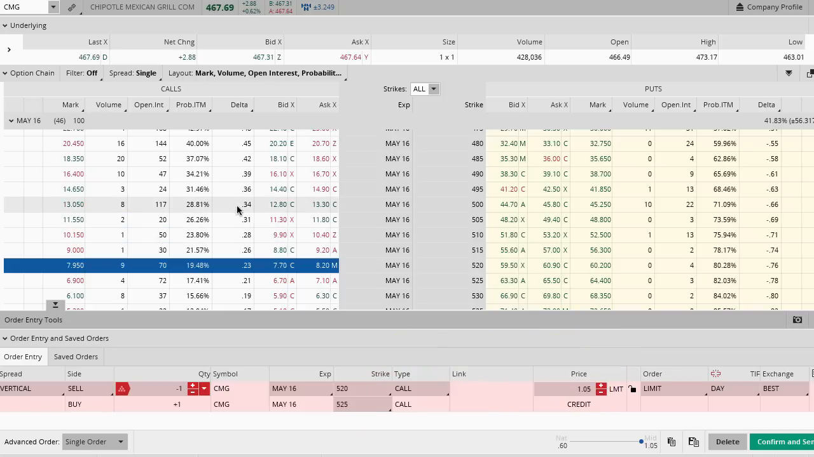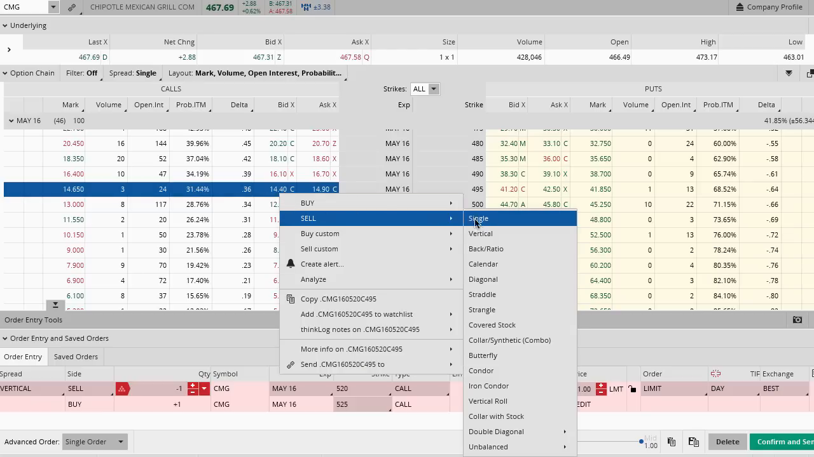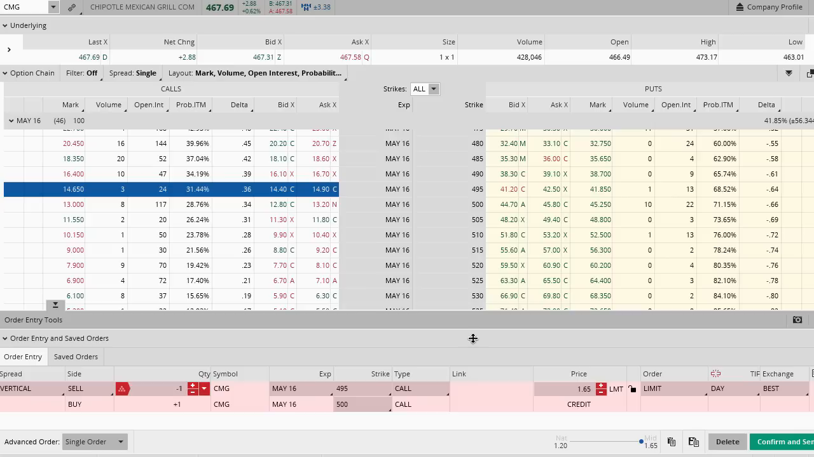If we look at a different strike price, so let's say we look at doing the 495 calls. Those have about a 31% chance of being in the money. So a 70% chance of being a winner on that trade, 30% chance of being a loser on that trade. We would expect to take in a premium of about 150 on that trade to make it fair and neutral and balanced.